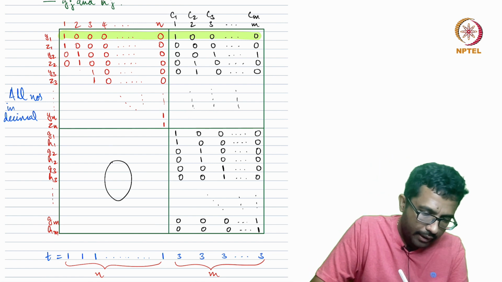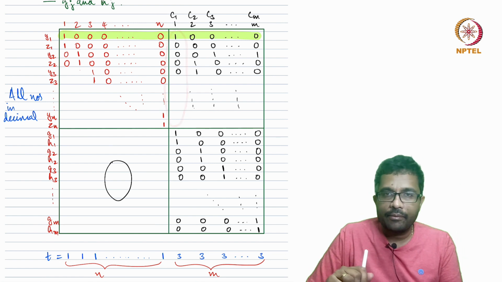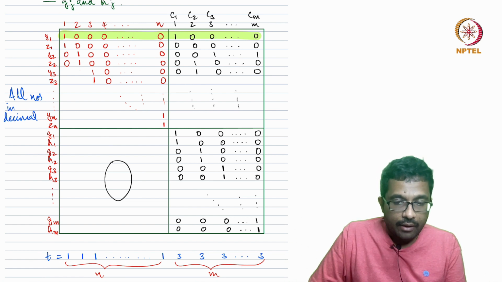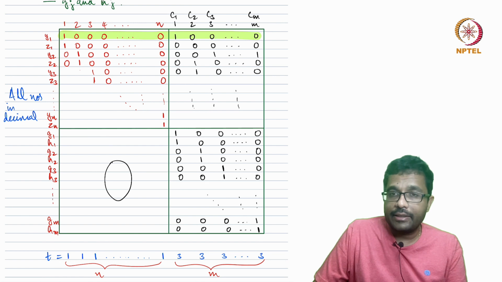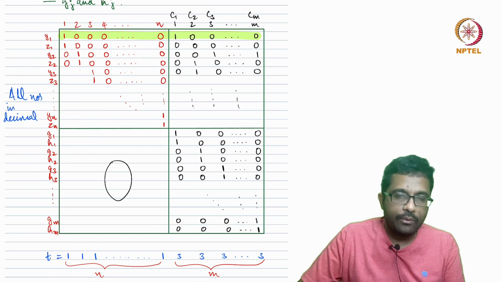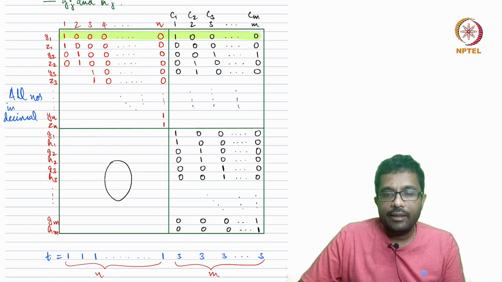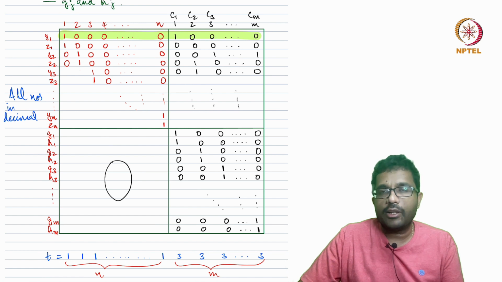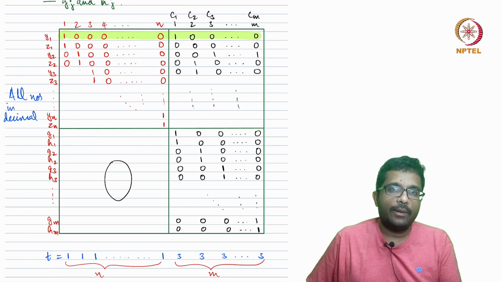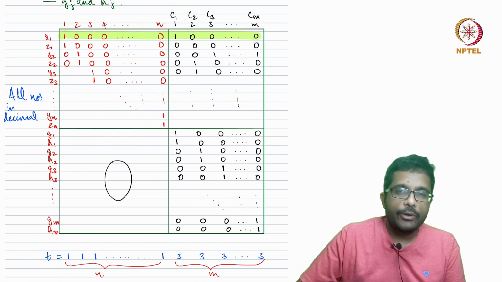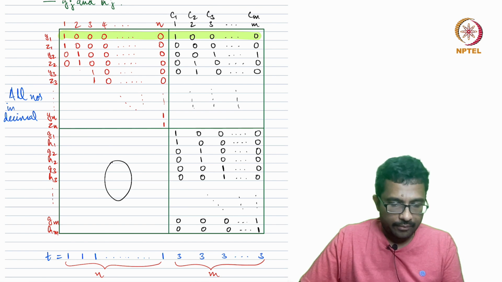The C1 has at least one coming from the top part. So suppose it is coming from some yi, which means that xi was set to true. And if there is a 1 under C1 and yi, this means that xi is appearing in the positive form in the clause C1. And by the way, we set the variable in the assignment, xi was set to true, and that is going to satisfy the clause.